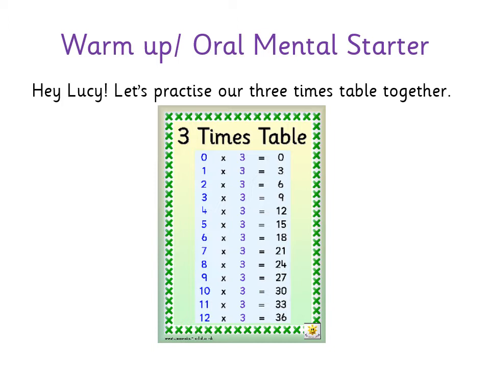We know 0 times 3 equals 0. 1 times 3 equals 3. 2 times 3 equals 6. I hope you're counting with me. 3 times 3 equals 9. 4 times 3 equals 12. 5 times 3 equals 15. 6 times 3 equals 18. 7 times 3 equals 21. 8 times 3 equals 24. 9 times 3 equals 27. 10 times 3 equals 30. 11 times 3 equals 33. And 12 times 3 equals 36.